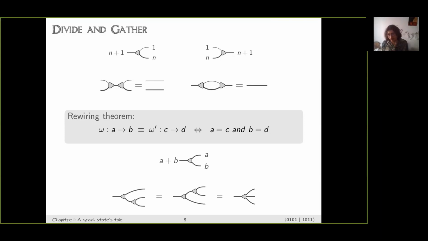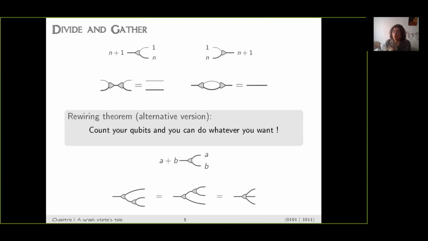More generally, what we can remember about this rewiring theorem is that as long as you count your qubits, you can do whatever you want with dividers and gatherers. They are very easy and intuitive to use.